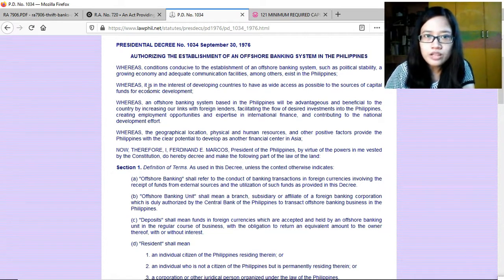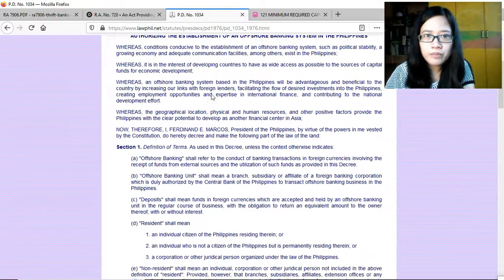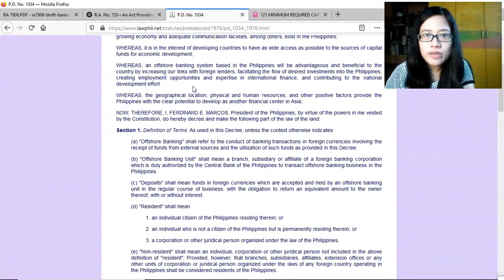Alright. Whereas it is in the interest of developing countries to have as wide access as possible to the sources of capital funds for economic development. Whereas an offshore banking system based in the Philippines will be advantageous and beneficial to the country by increasing our links with foreign lenders, facilitating the flow of desired investments into the Philippines, creating employment opportunities and expertise in international finance, and contributing to the national development effort.